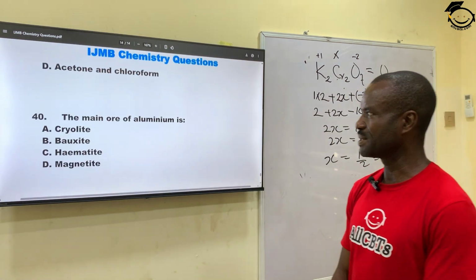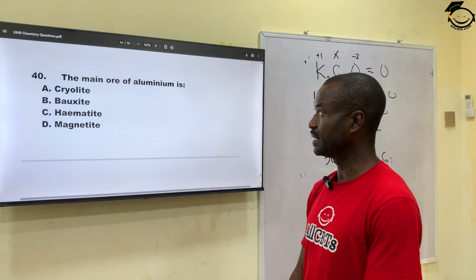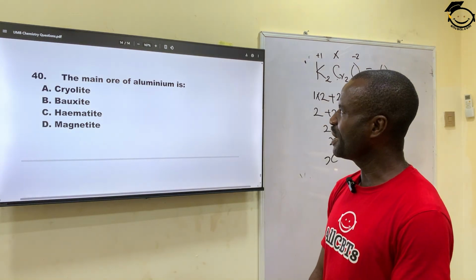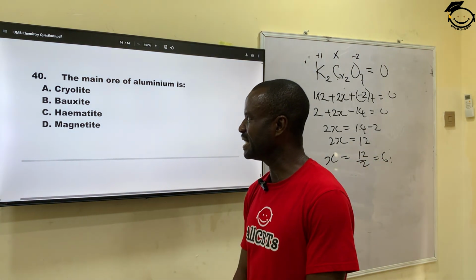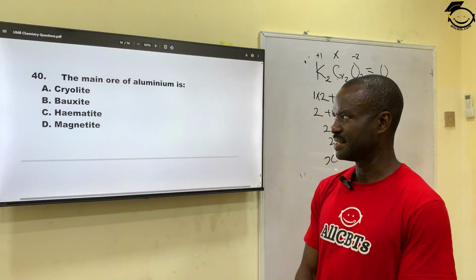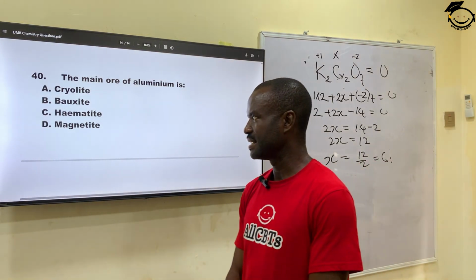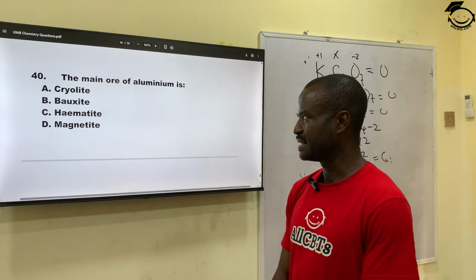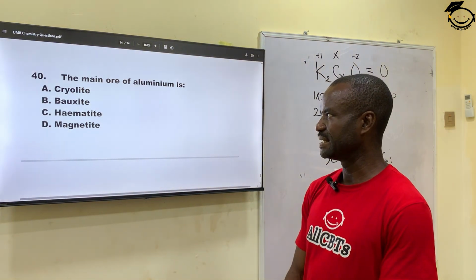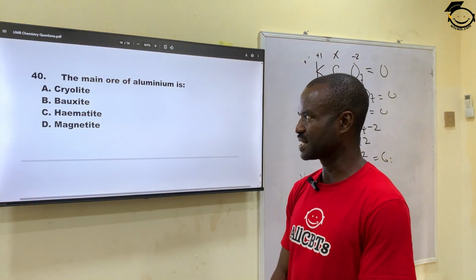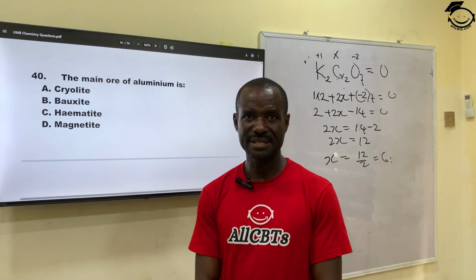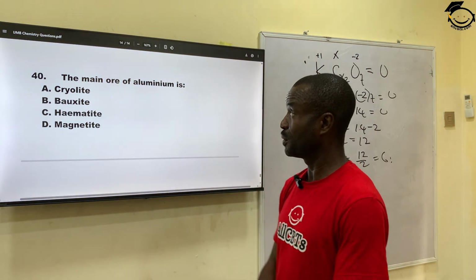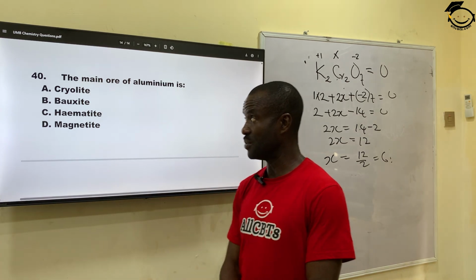Question 40, which is going to be the last question for today. It says the main ore of aluminium is: A, cryolite; B, bauxite; C, hematite; D, magnetite. The correct answer is B, bauxite. Although cryolite is also an ore of aluminium, the main one is B, bauxite.